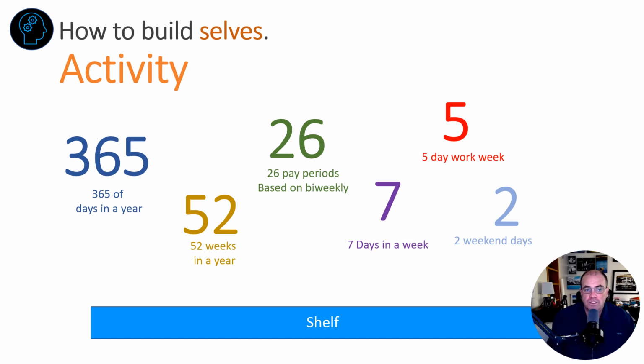So we have to remember how many days in the year there are. We know that. We know how many weeks there are in a year. We also know how many pay periods there are in a year. If you're working bi-weekly, that might be a little sticky point. You know there's 7 days in a week. And you also know there's 5 work days in a week, and then there's 2 days on the weekend. So basically, that's your 10-digit number. It is 365, 5226752.